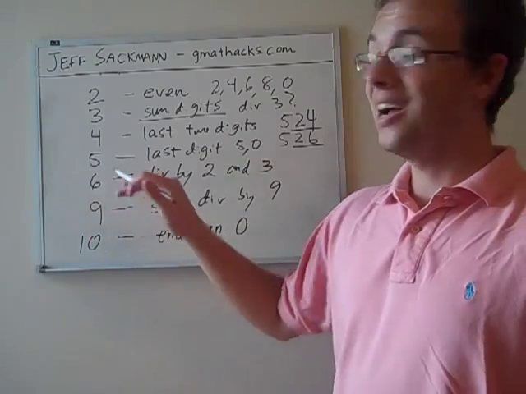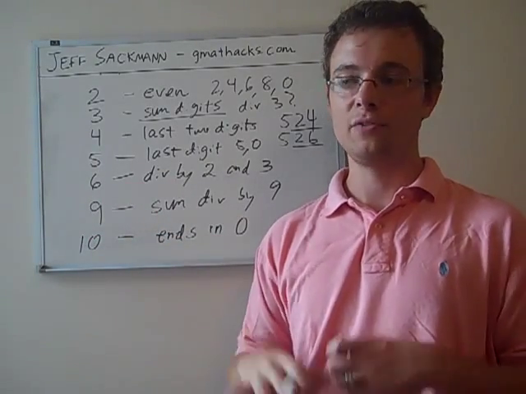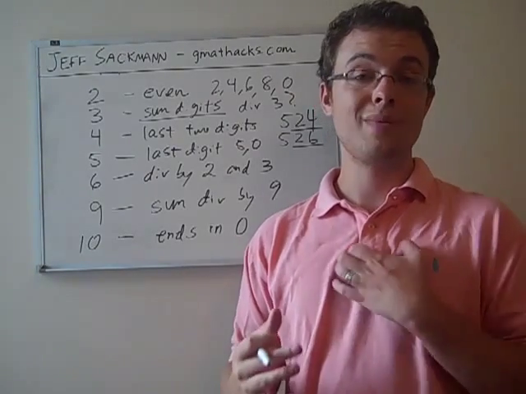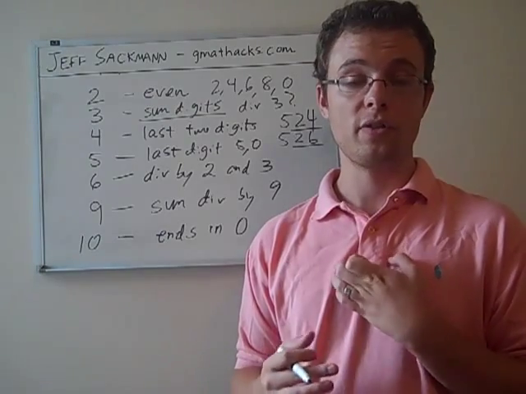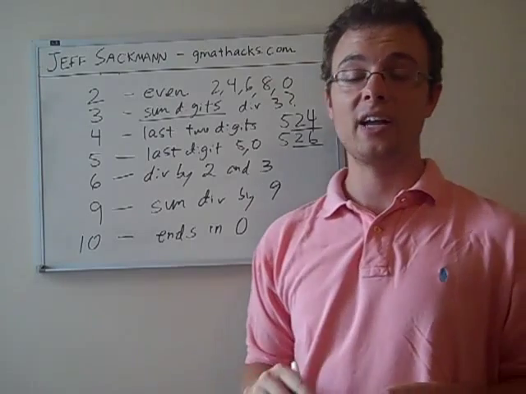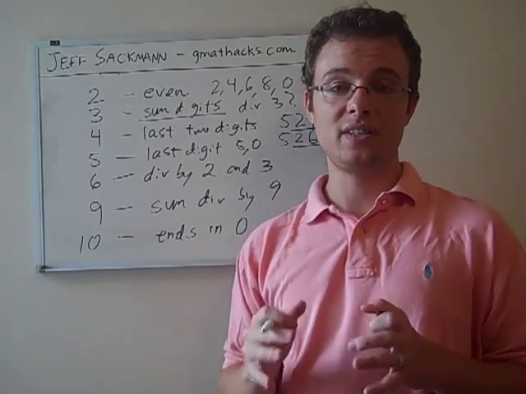Now you'll notice I left out 7 and 8. There's no really good rules for 7 and 8. If you search the internet, you'll find some rules, but especially for 7, the rules are, in my opinion, more complicated than they're worth. What you can do, however, and I've written an article on gmathacks.com about this tactic specifically, is something I call the nearest neighbor method.